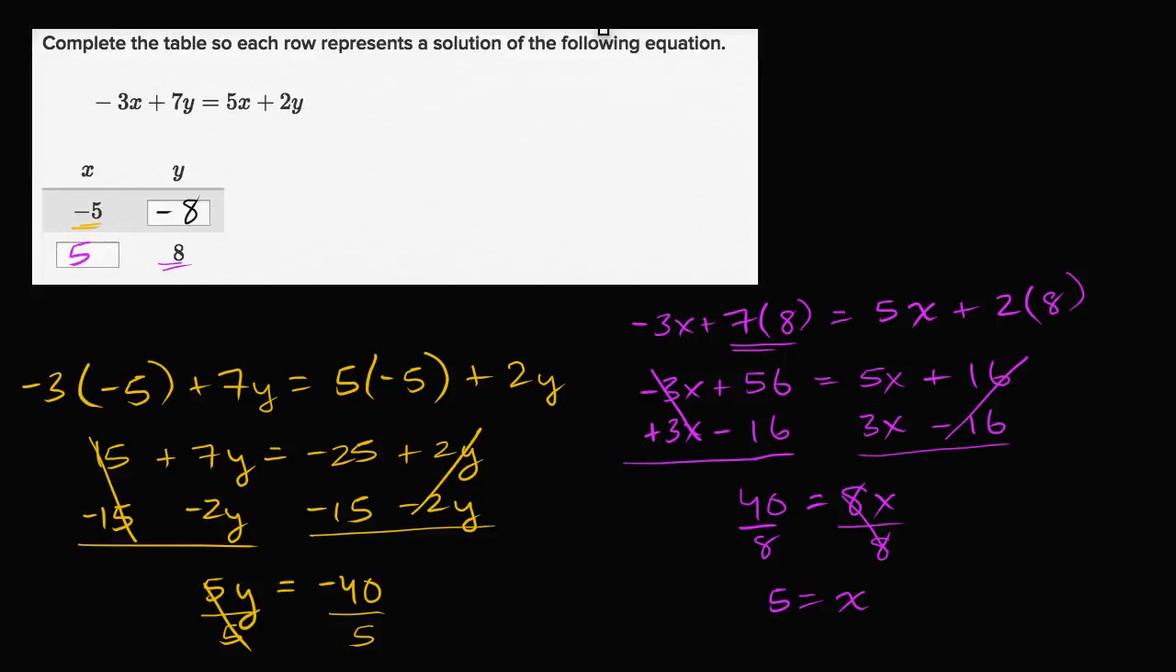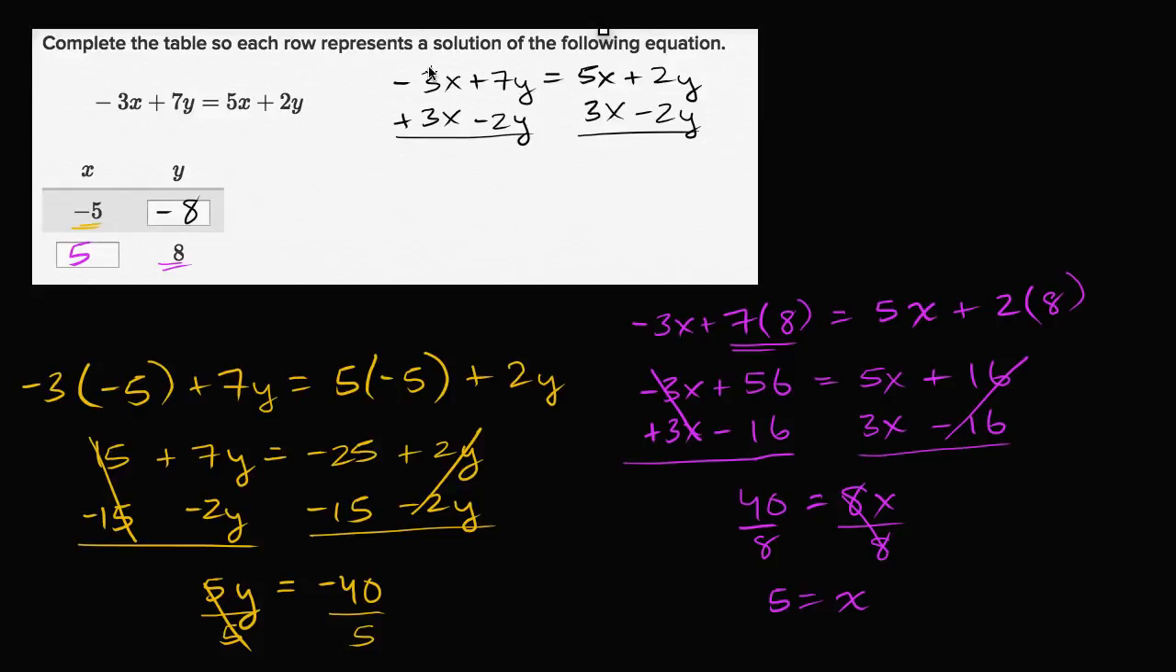So what I could have done right from the get-go is said, hey, let's put all my x's on one side and all my y's on the other side. So this is negative 3x plus 7y is equal to 5x plus 2y. And let's say I want to get all my y's on the left and all my x's on the right. So I don't want this negative 3x on the left, so I'd want to add 3x. Adding 3x would cancel this out, but I can't just do it on the left-hand side. I have to do it on the right-hand side as well. And then if I want to get rid of this 2y on the right, I could subtract 2y from the right, but of course I'd also want to do it from the left.